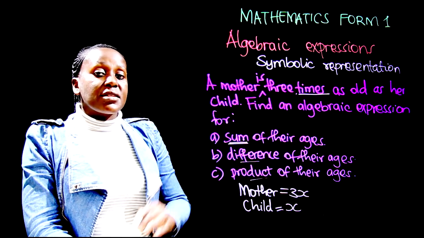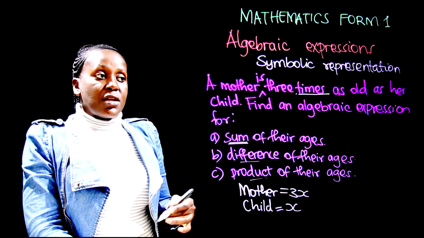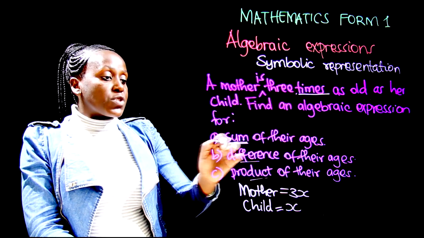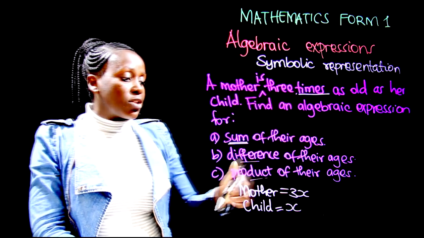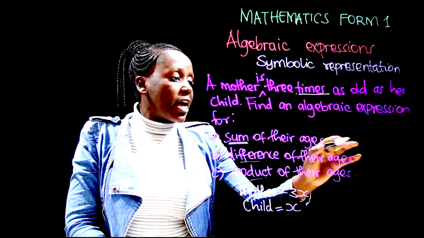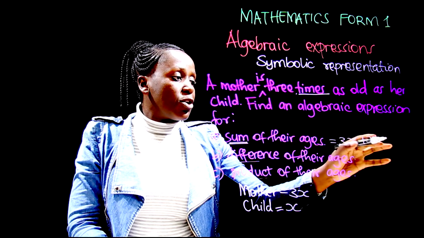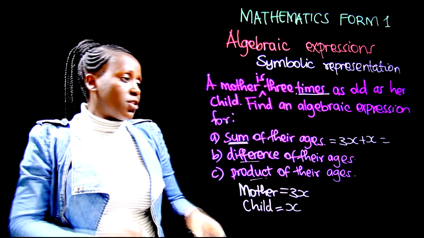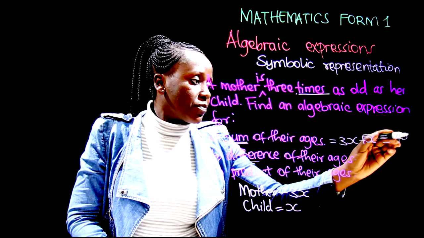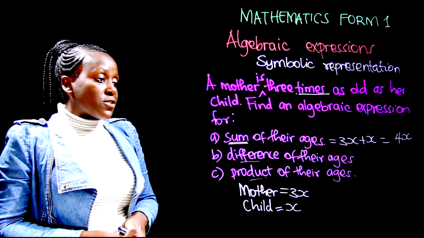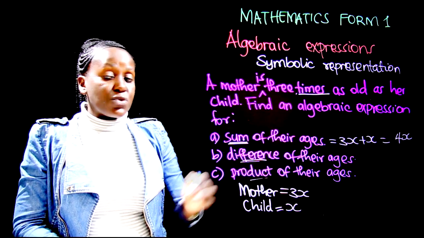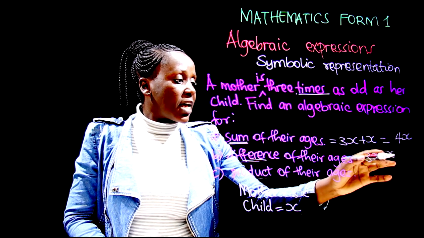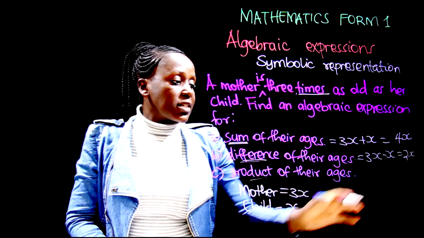The sum is the answer that you get when you add 2 numbers or 2 expressions. So for the sum, we must do some addition. We will have 3x plus x, which is equal to, so we have 3x's and 1x. When you add, you get 4x. Then the difference of their ages, difference is obtained through subtraction. So here we will have 3x minus x, which is equal to 2x.